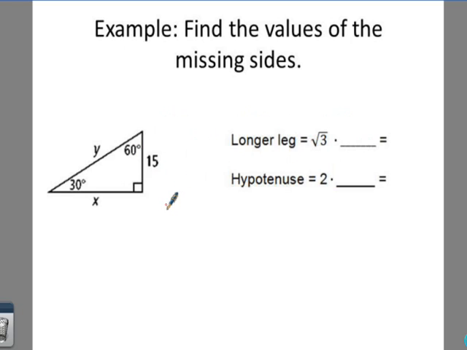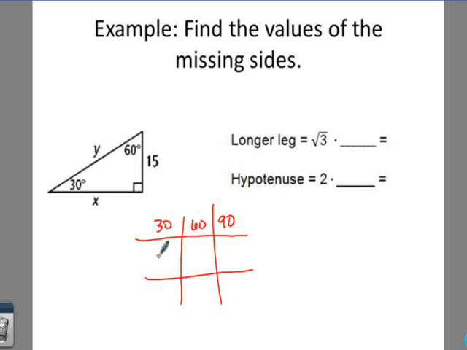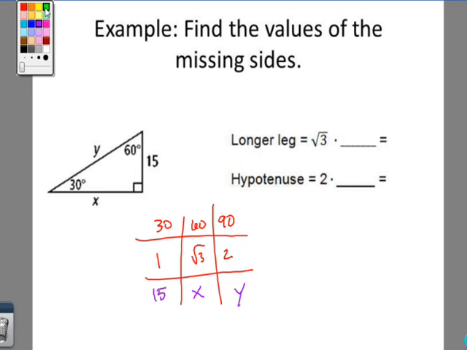So right here, first of all, we could just remember it. Okay, so the longer leg is square root of 3 times what? Times the shorter leg, right? So that's 15. Okay, tough to remember it sometimes. I like the chart. So 30, 60, 90, 1, square root of 3, 2. And that's going to be the same every time. Then we fill in the blanks with what we have. So across from the 30 is 15. Across from the 60 is x, and across from the 90 is y. Okay? So these are 3 equivalent fractions.